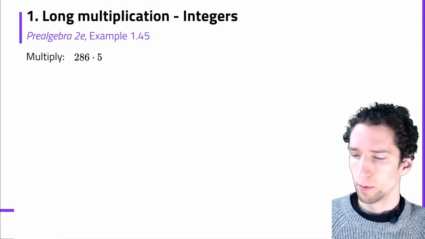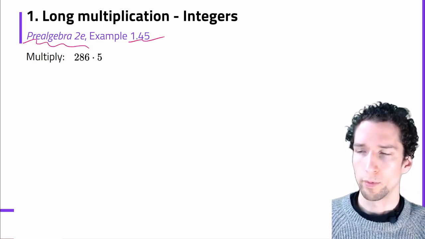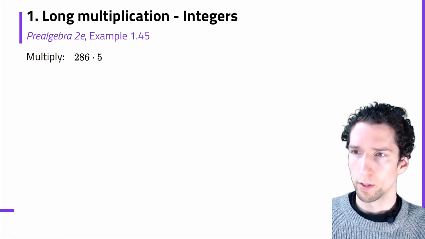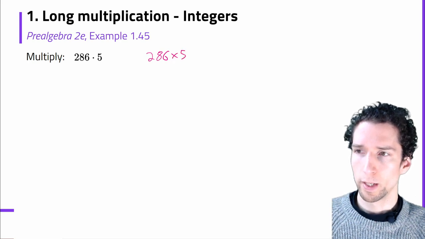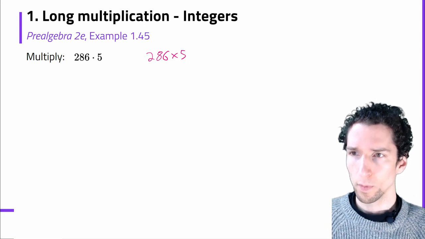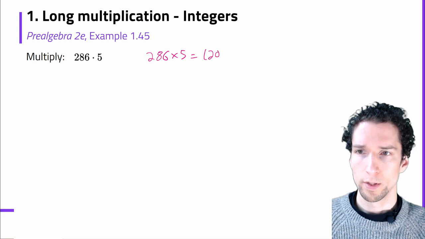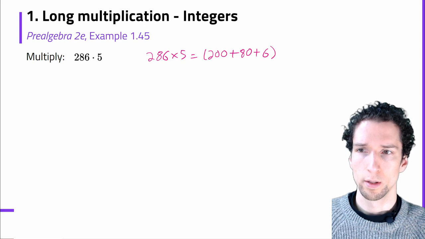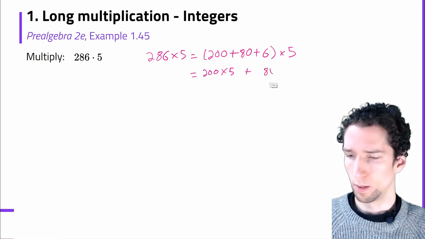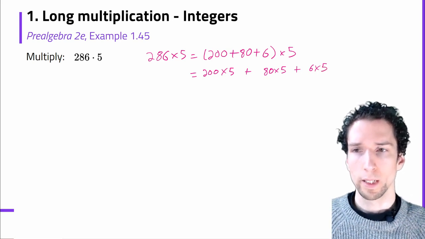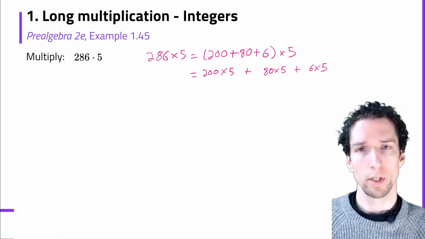Like right here with our first example, from the Prealgebra textbook, example 1.45. We are just going to multiply these 2 numbers here. So we want to do 286 times 5. Our long multiplication method here, basically what we're doing is we're taking the 286 and saying that's the same as 200 plus 80 plus 6, times 5. And if we distribute that, then that's 200 times 5 plus 80 times 5 plus 6 times 5. So figure out each of those separately and then add them together, and that will give us our result. Just a nice way of splitting things up.